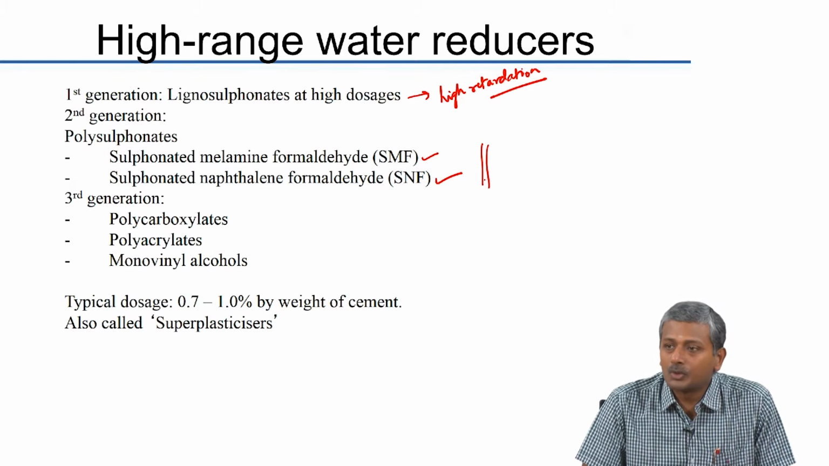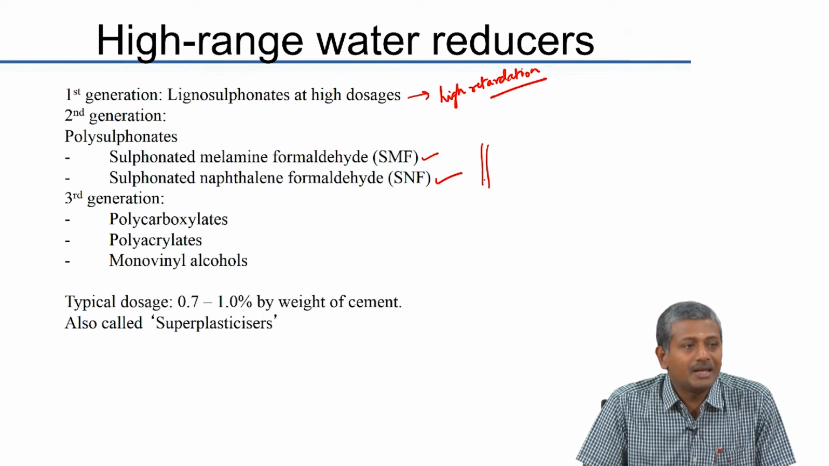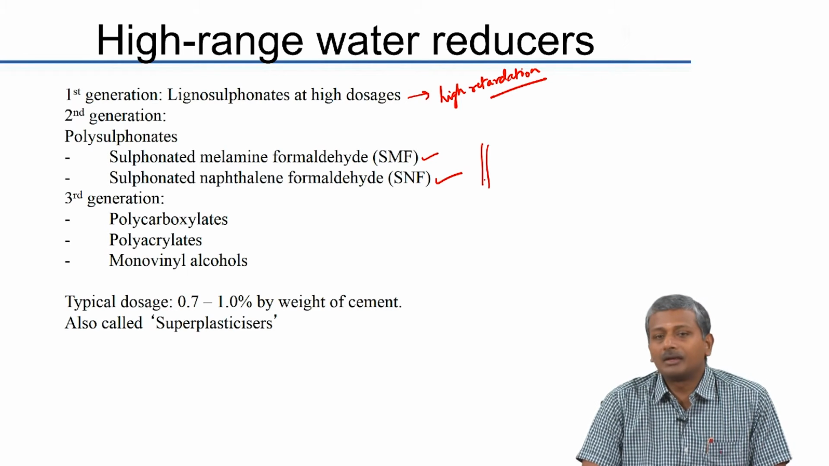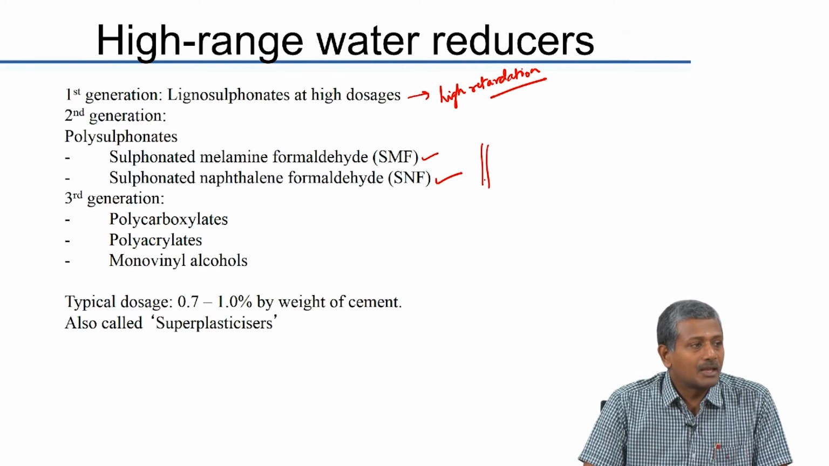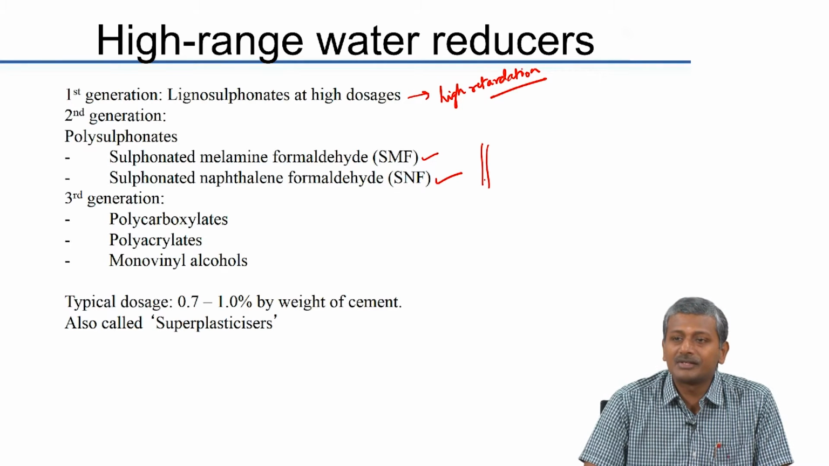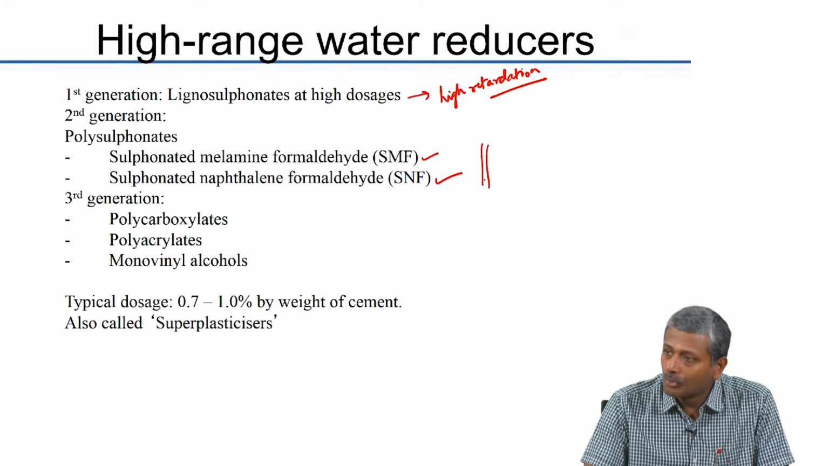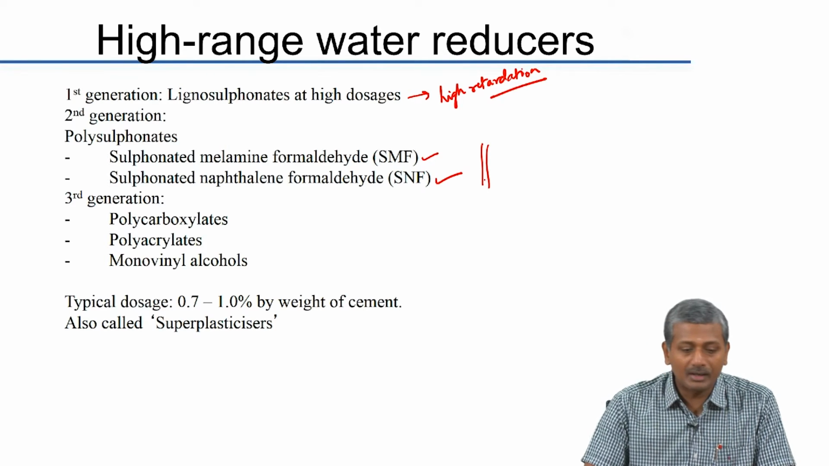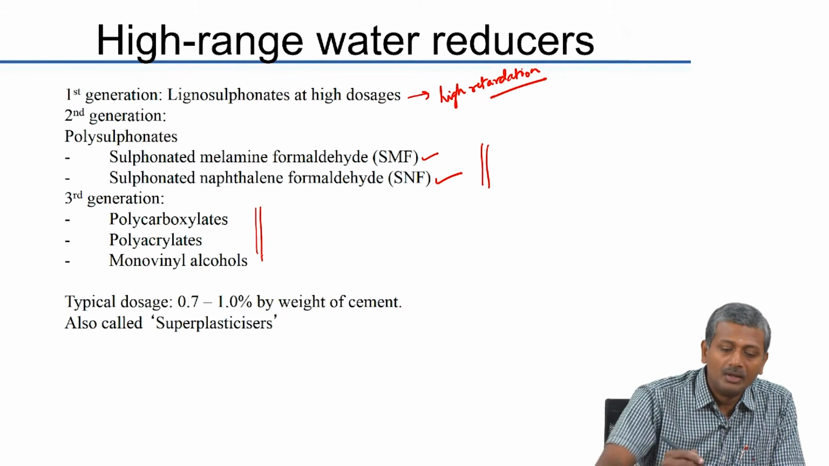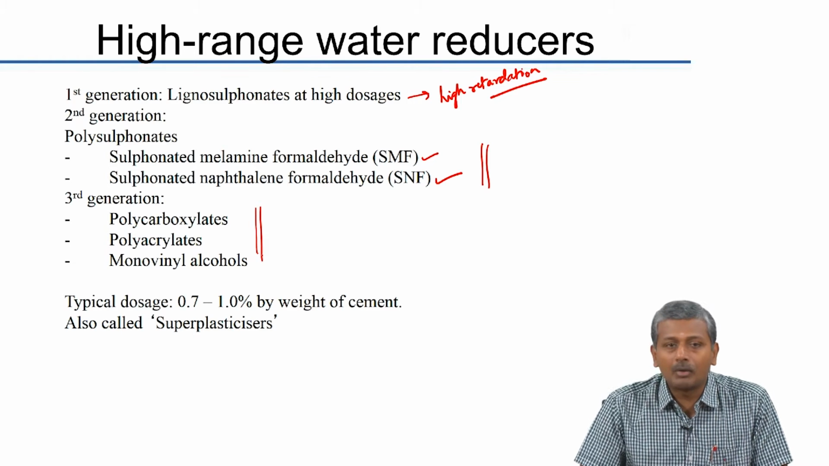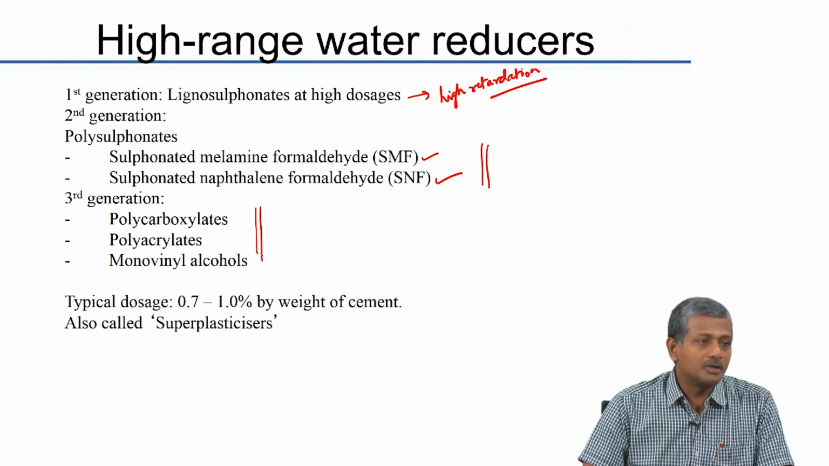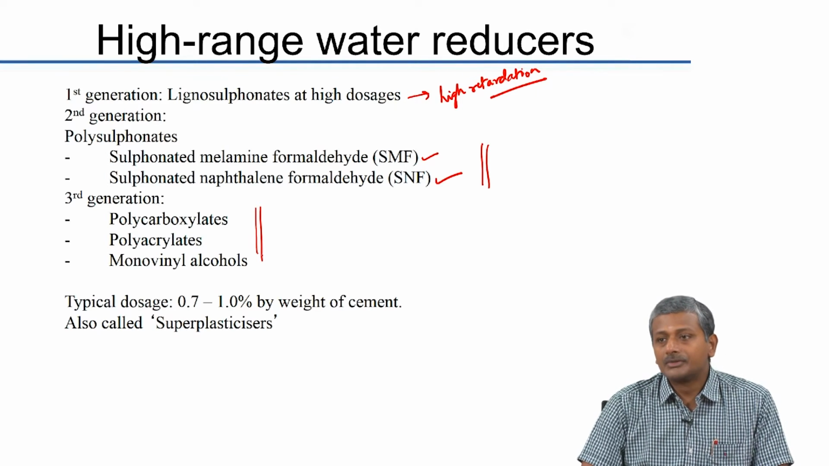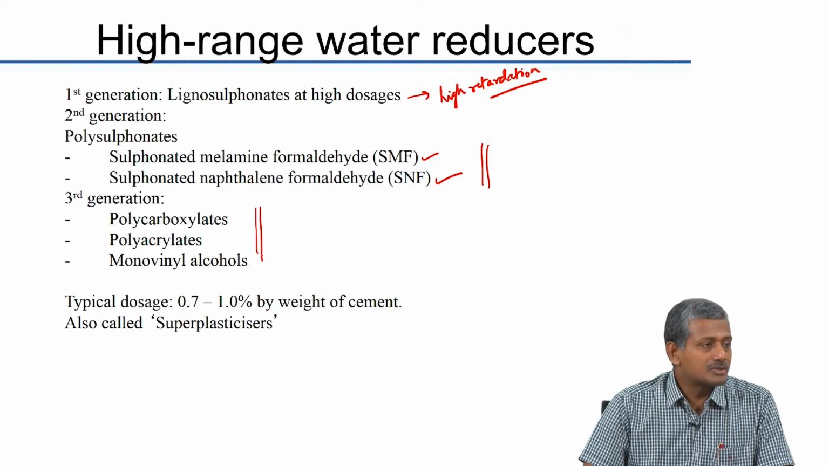But later towards the middle and late 1980s, in Japan there was a lot of work being done on self compacting concrete, and that led to research on even more effective chemical admixtures, effective superplasticizers, that led to the development of the third generation, which includes mainly polycarboxylates. Today polycarboxylates are most commonly used, but you also have polyacrylates or monovinyl alcohols. So, these were the third generation admixtures.